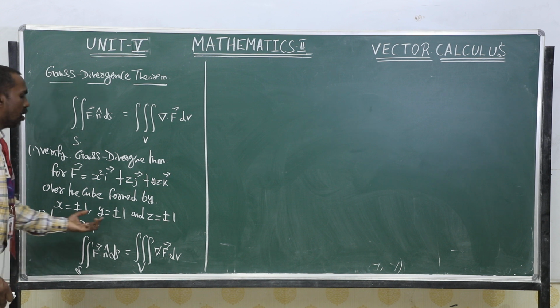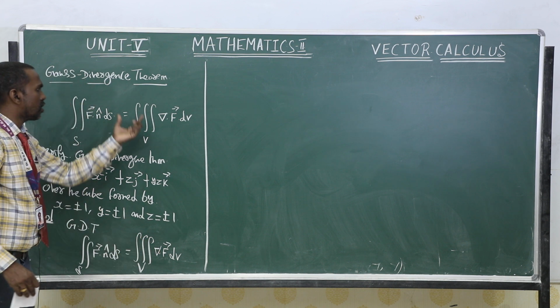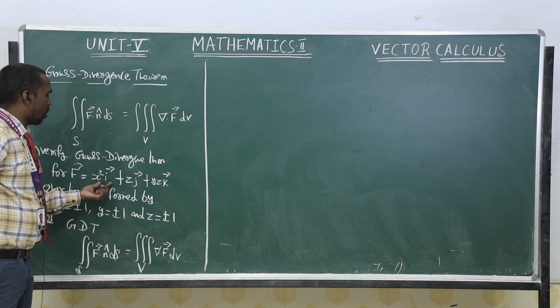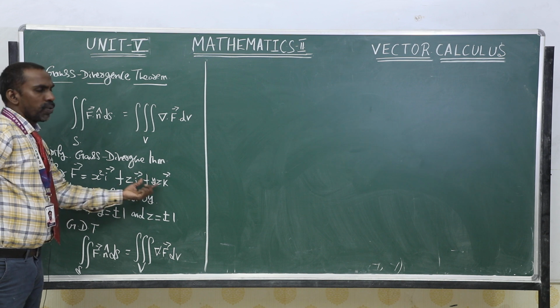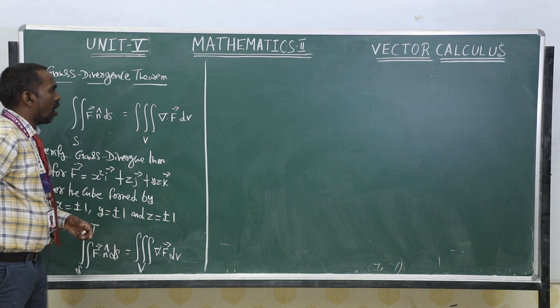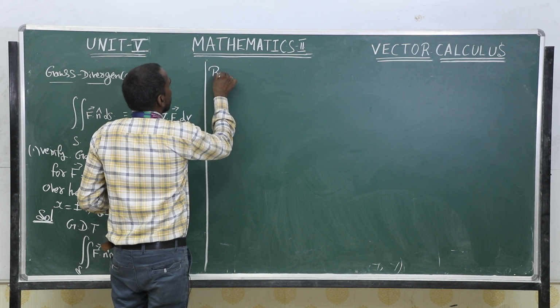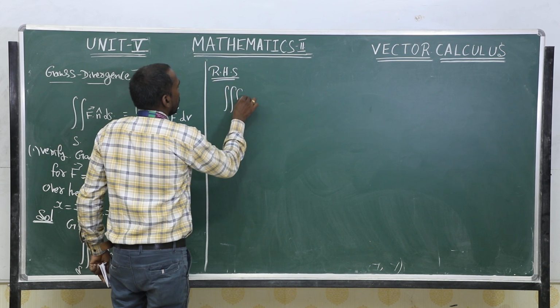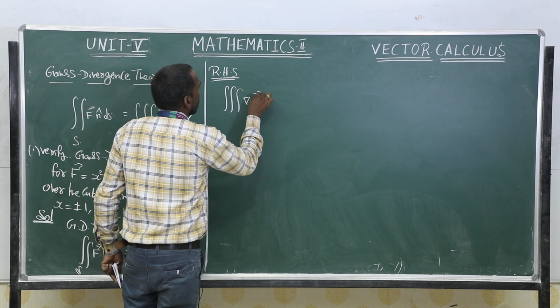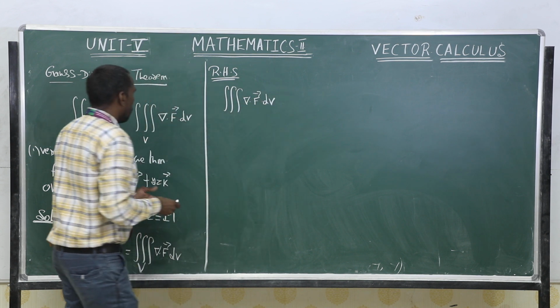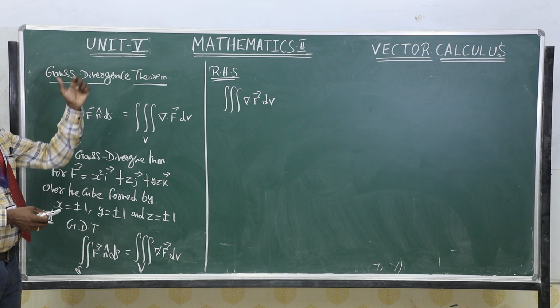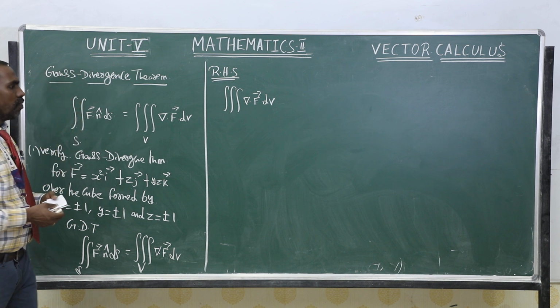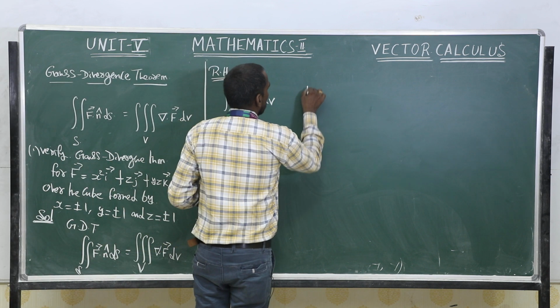Now I can just find out the RHS of the given function because f is given. What is f here? x square i plus z j plus y z k vector. What is RHS here? RHS will be the triple integral of del dot f vector dV. So here I take the cubic side. For the cube you have to take the length, breadth, height. For example, I can just draw the picture.